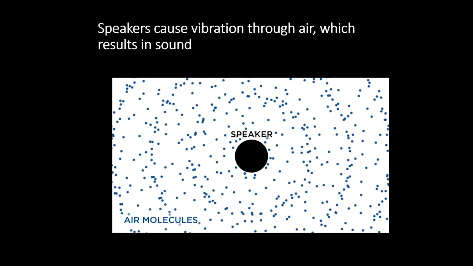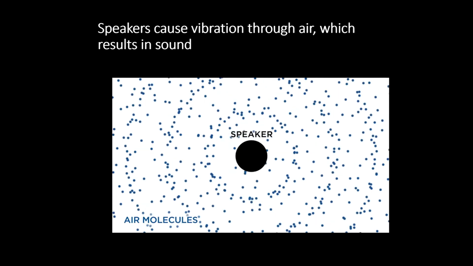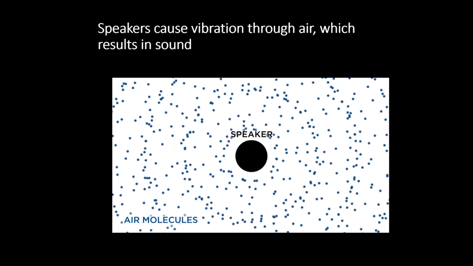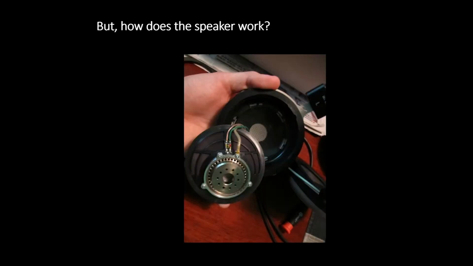The sound waves we've been talking about are vibrations of molecules in the air. So to create sound, our speakers need to be able to vibrate air at the desired frequency and with the desired energy. So how do these speakers work? To get into that, first we have to talk about electromagnets.